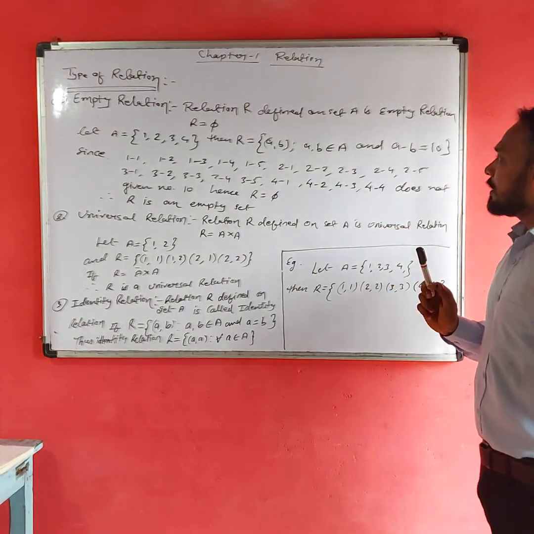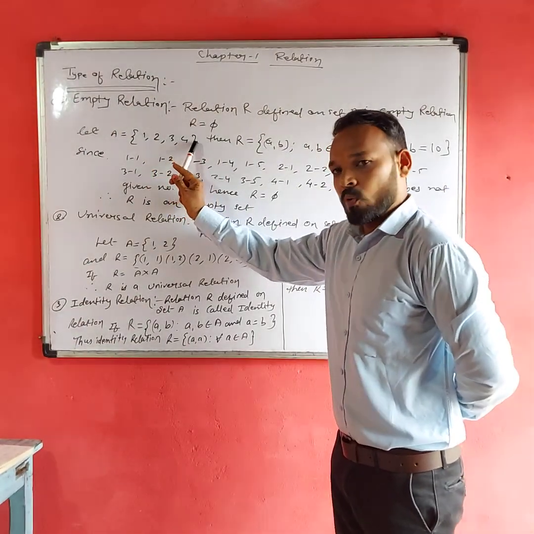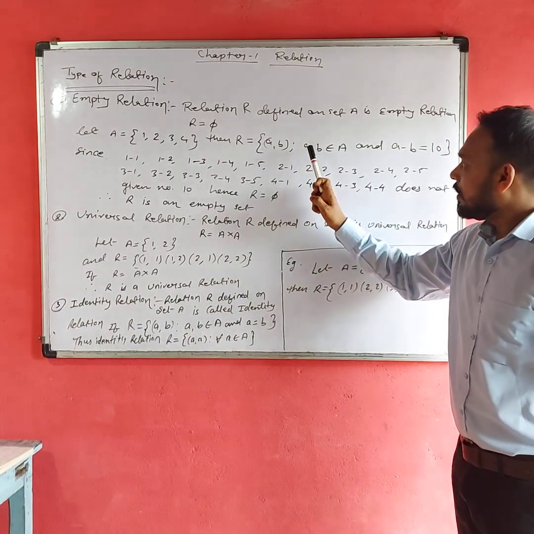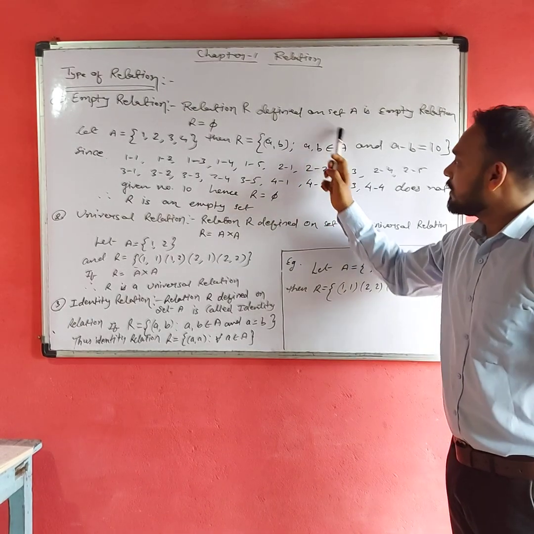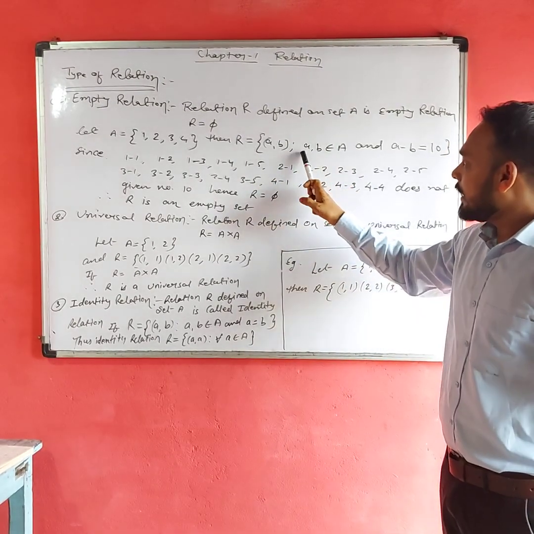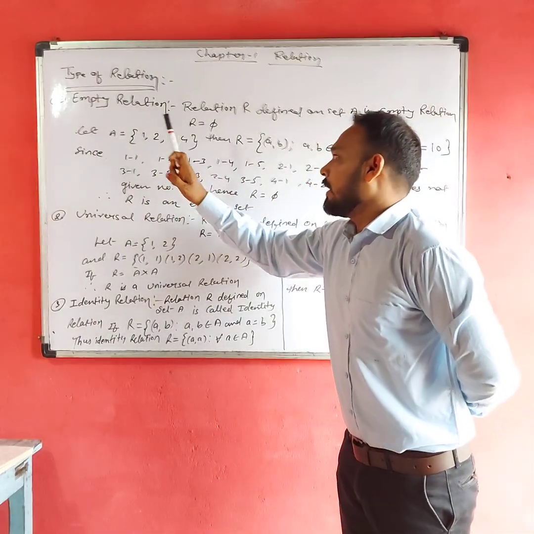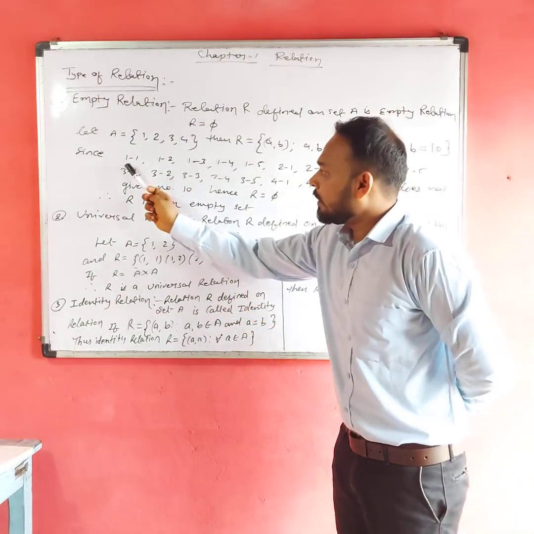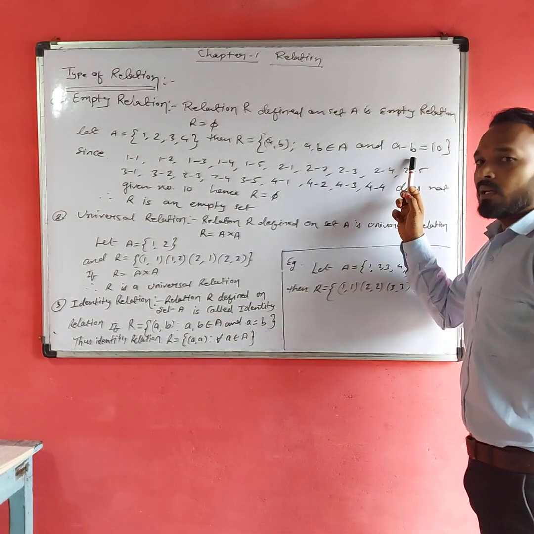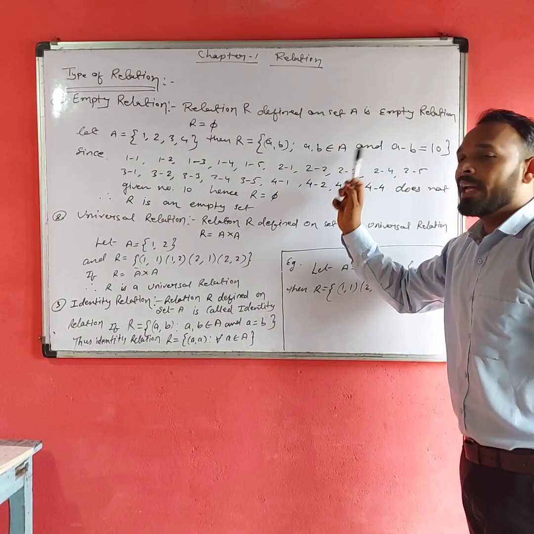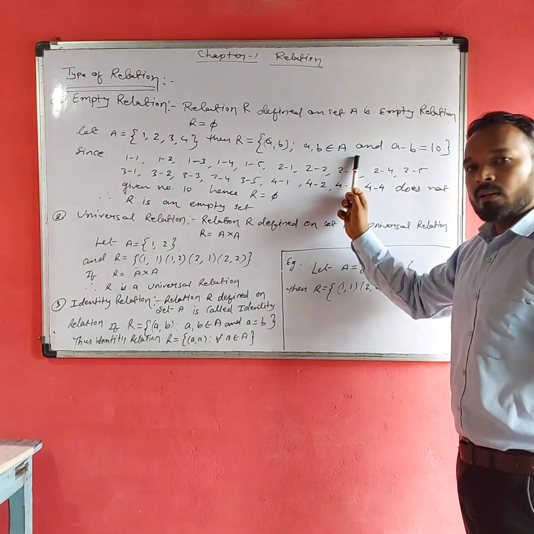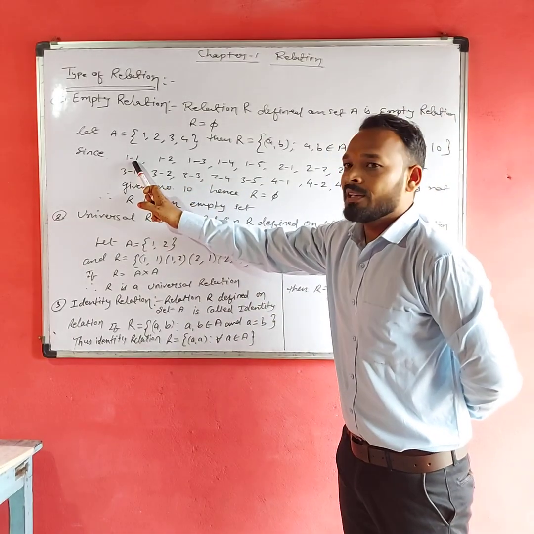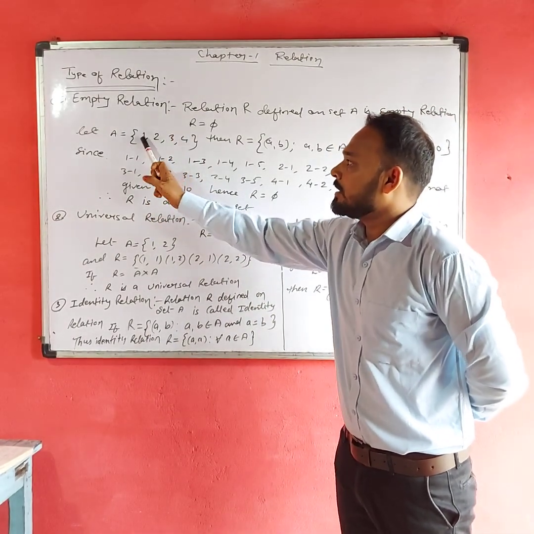Okay, clear? We have the elements 1, 2, 3, 4. Both a and b belong to A, so a and b can each be 1, 2, 3, 4. It's a relation. Okay, let's see. Both are related to A, which means every element belongs to A. So we write 1 minus 1, 1 minus 2, 1 minus 3, 1 minus 4.